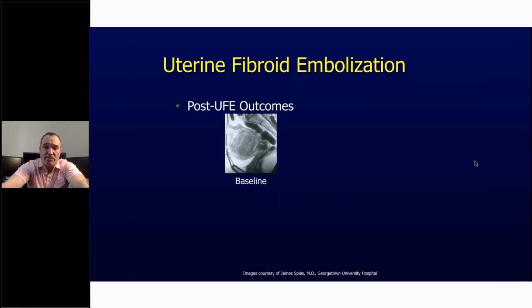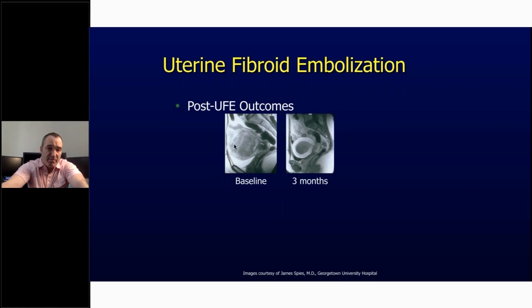So here's a couple pictures. These are donated by Dr. Jim Spies, one of the preeminent uterine artery embolization doctors. The reason these pictures come from him is that back in the day when the research was being done, we were able to get an MRI on every patient, every 6 months to a year. Now that's not feasible. So in any event, here's a big uterus with a big fibroid here.